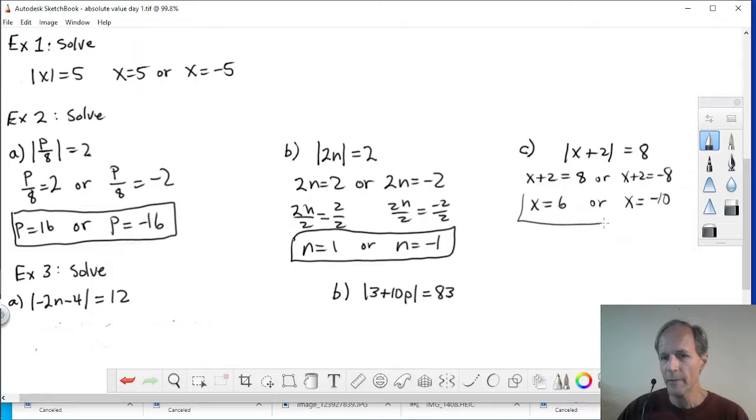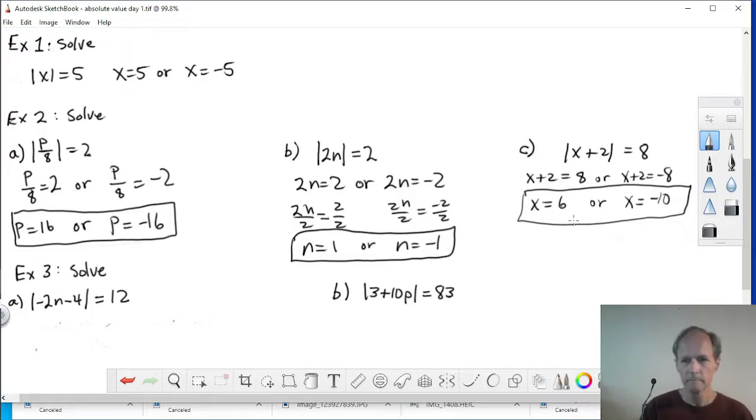But the main point of this lesson is seeing that you have to write the 2 equations and solve them both. And there will be 2 solutions. Okay. So we got a couple more.